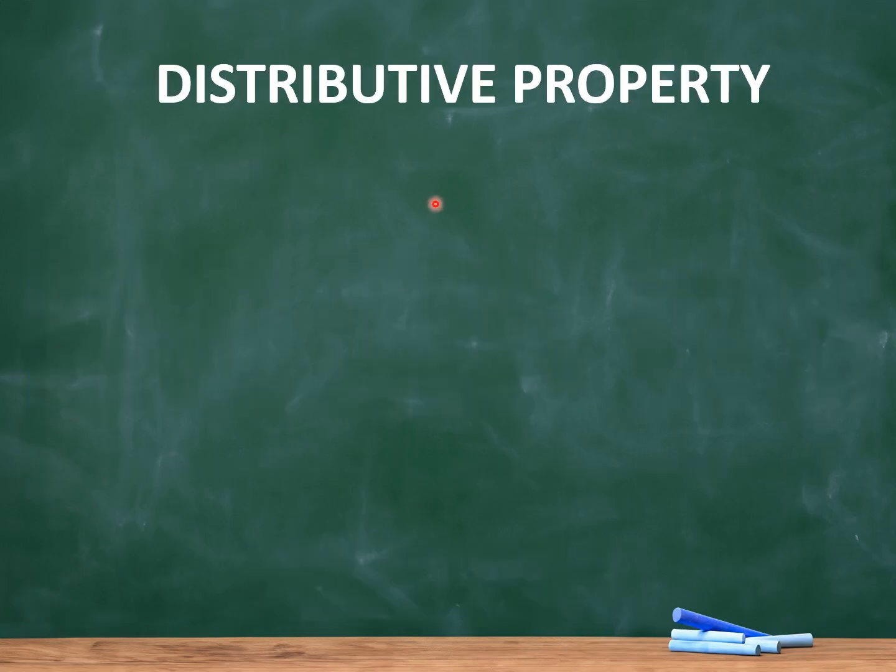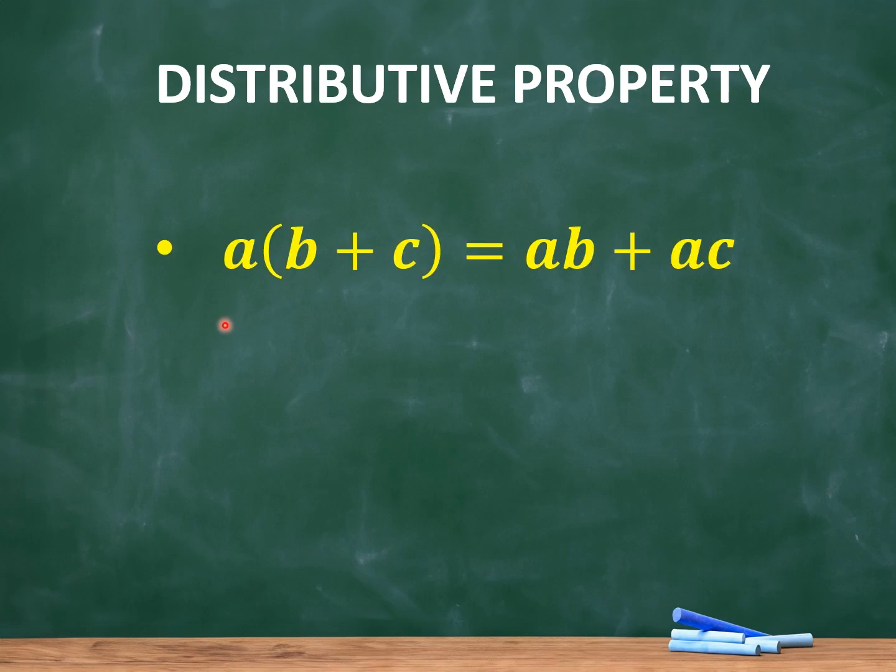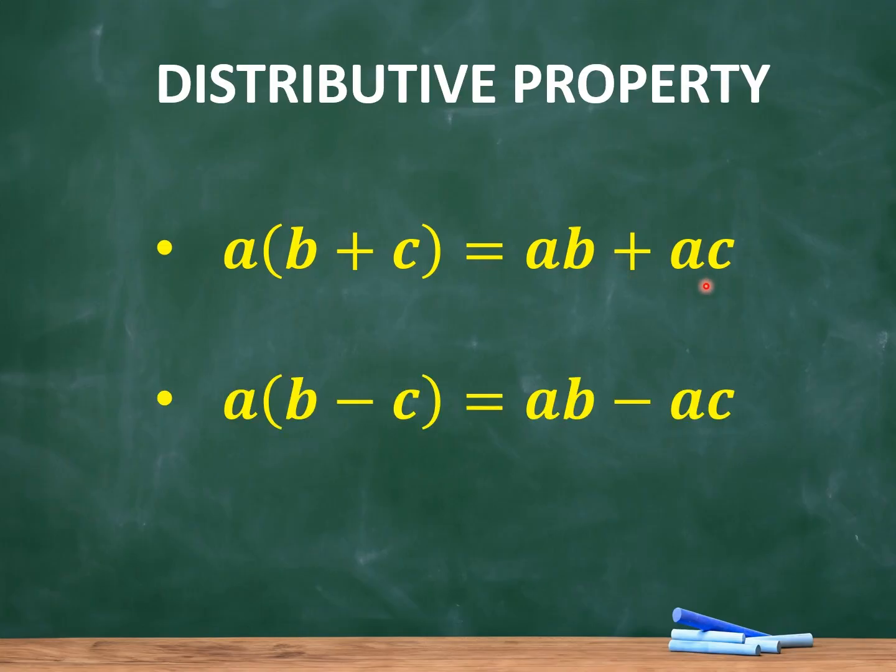The distributive property is also another important concept in multiplying polynomials. It looks like this. a times (b plus c) is equal to a times b plus a times c. And a times (b minus c) is equal to a times b minus a times c. Let's look at some examples and see how this would work out.